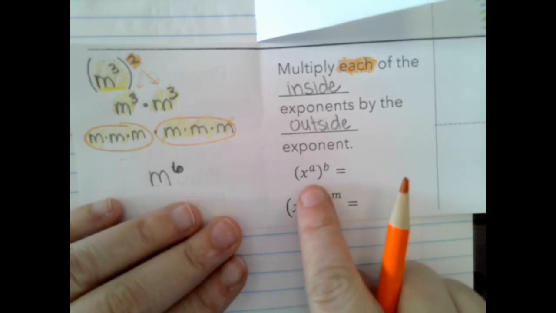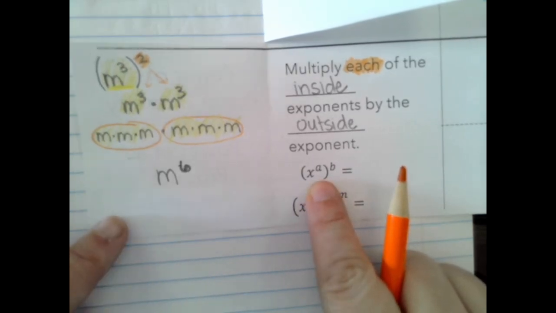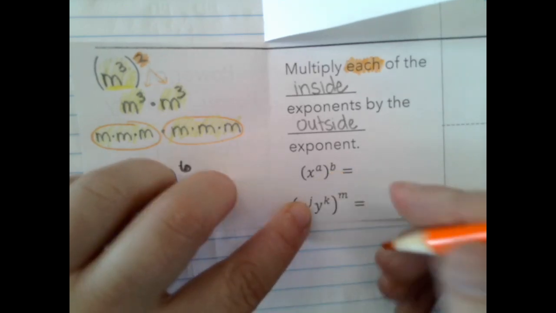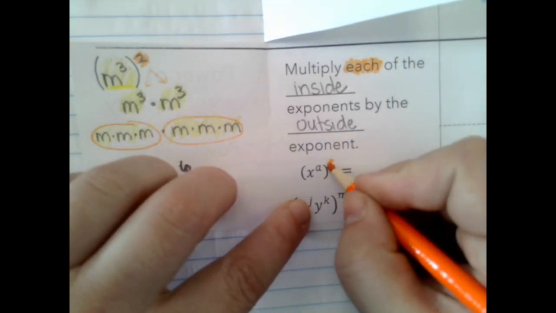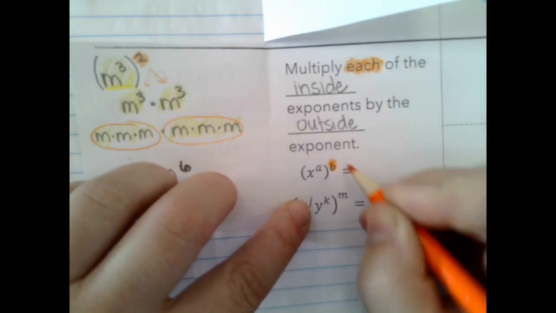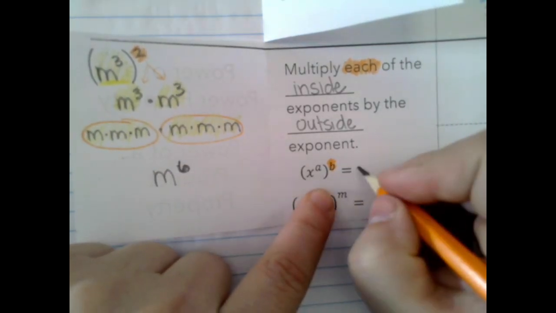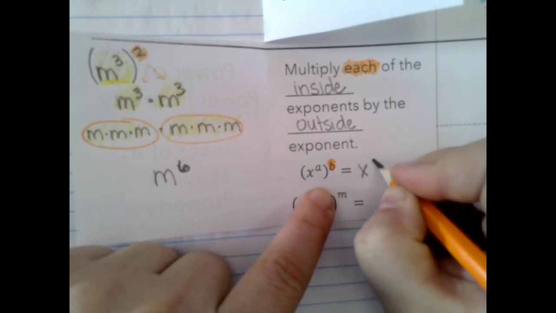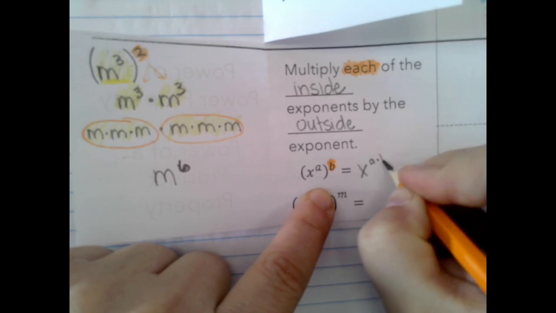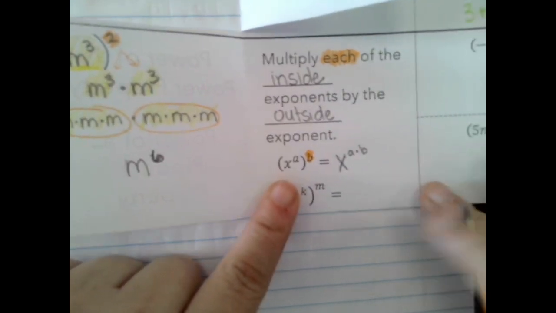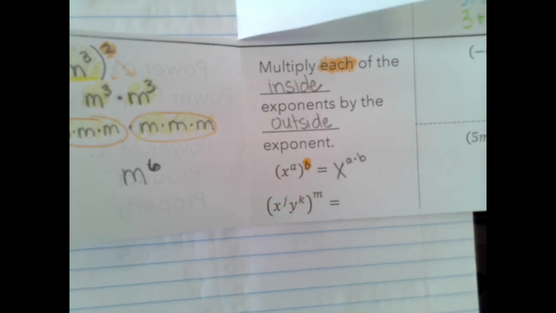So power of a power is just this first one, where we just have one thing on the inside, one thing on the outside. So we're just taking this b, and we're just going to multiply it by, what's the other exponent? A. So it's just x to the a times b. And again, try and write that a and b smaller because they're exponents.